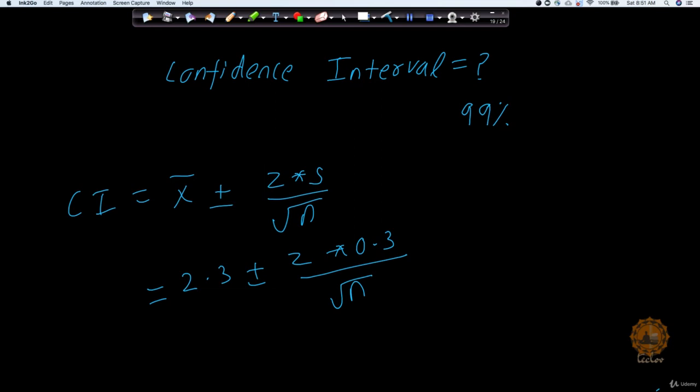Since this is related to health, let's take my confidence interval to be 99%. Now, as per my confidence interval formula, it will become the sample mean x̄ plus or minus z into the sample standard deviation divided by the square root of the number of samples. In this case, 2.3 is the value of my sample mean, and my standard deviation, we know, is 0.3.